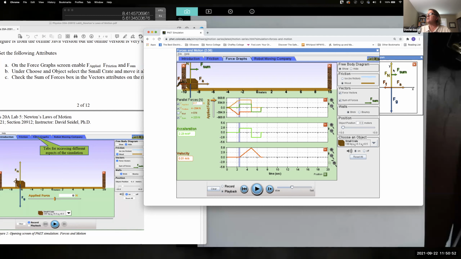Notice I'm not attaching this sum of forces to the body itself. This is just up there to show you what it is. You don't really attach a sum of forces to your free body diagram. You want to attach the individual forces to your free body diagram. And we continue on.